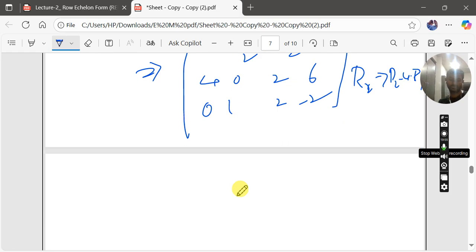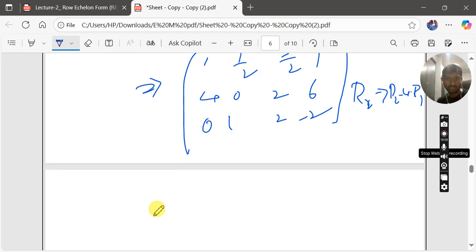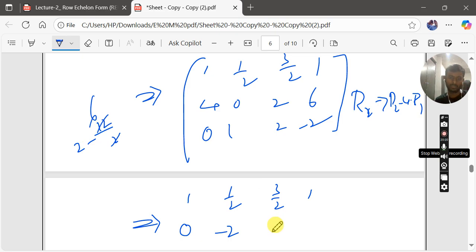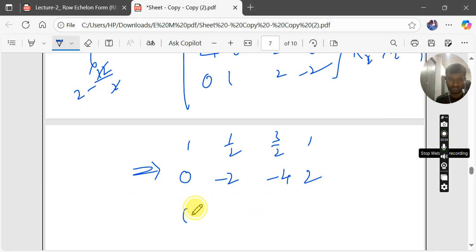Okay, so what will be the next step? R1 will be the same: 1, 1 by 2, 3 by 2, 1. And in R2 we will get 0 here, and 4 by 2 means 2 minus 2. Similarly here, 2 minus 12 by 2, it is nothing but 6 minus 4, and here 4 means 2. Okay, and 0 1 2 minus 2.